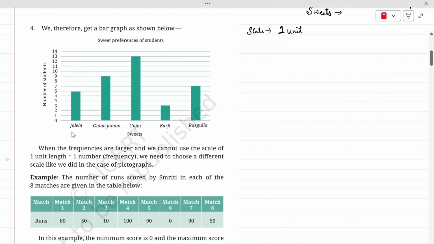We have the same thing: the number of students mentioned here, starting from 0. On the horizontal axis we have taken the sweets, and the unit is 1 unit length again. That is, the scale is 1 unit that we have taken here. So now we know how we can plot a bar graph.